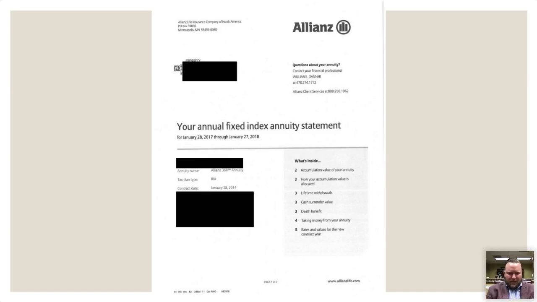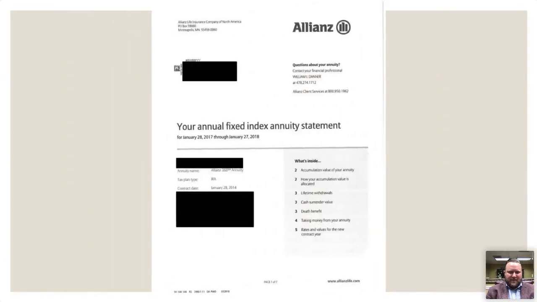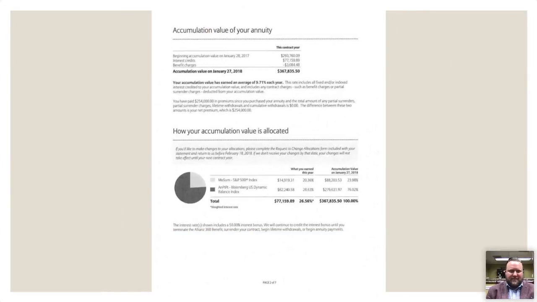Okay. So let's look at what the statement for Allianz 360 will look like. So again, that was the first page that we saw. On the second page, you're going to see something that says accumulation value of your annuity. That means what's it worth? How much has it gained? And what's the value now? So this one, it shows beginning accumulation value on January 28th of 2017, $293,760. And this one made $77,000 over the course of the year.